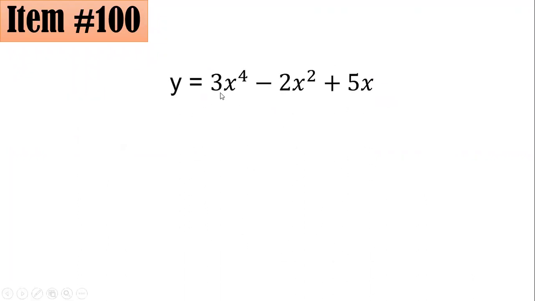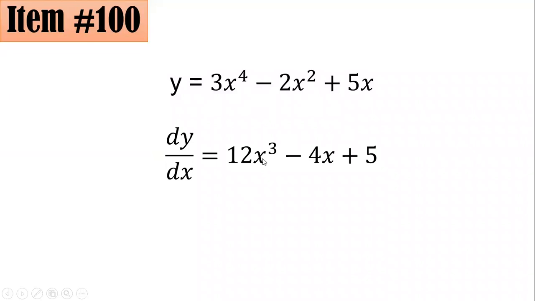Let's see. If you will get the first derivative of this, ano pong first derivative natin? Sir Freddy, pakibigay po ng ating first derivative. The first derivative is equal to 12x cubed minus 4x plus 5. Tama po. Using the power rule. But we are not only after the first derivative po, no? We will still get the second derivative. And to get the second derivative is the derivative of your first derivative. So kukunin po natin muli yung derivative ng 12x cubed minus 4x plus 5.